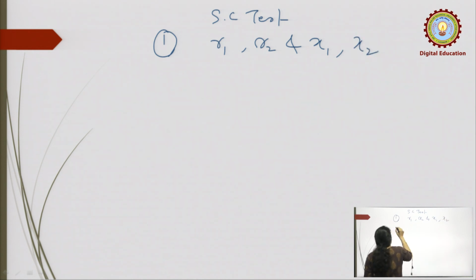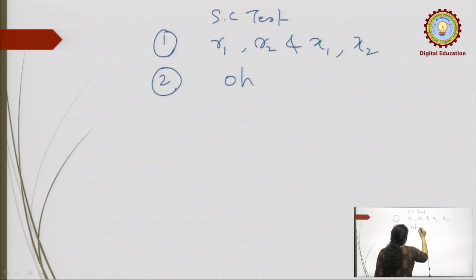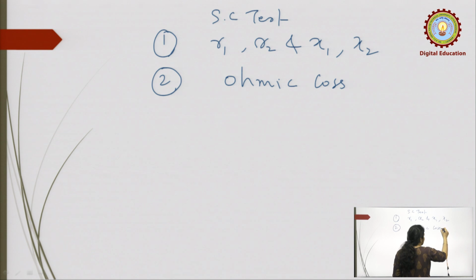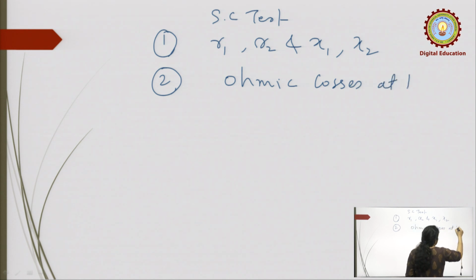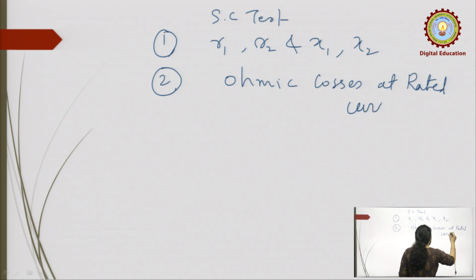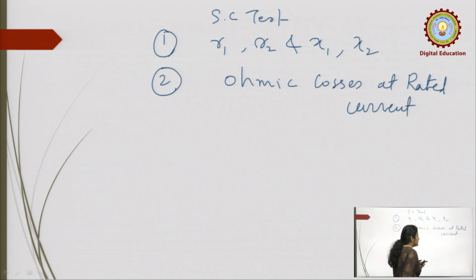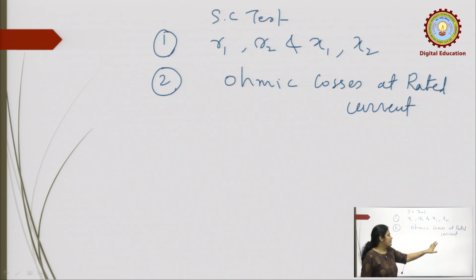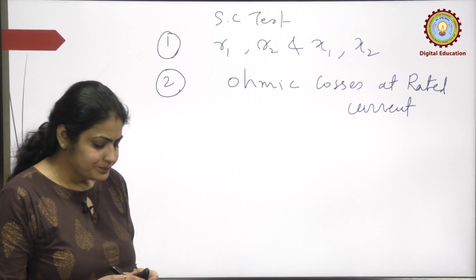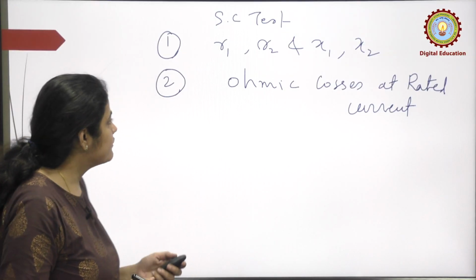And second thing, you will find the ohmic losses at rated current. Because these are variable losses, they depend upon the load value, load current. So, it is performed at a rated current, so you will get the ohmic losses at a rated value of current.